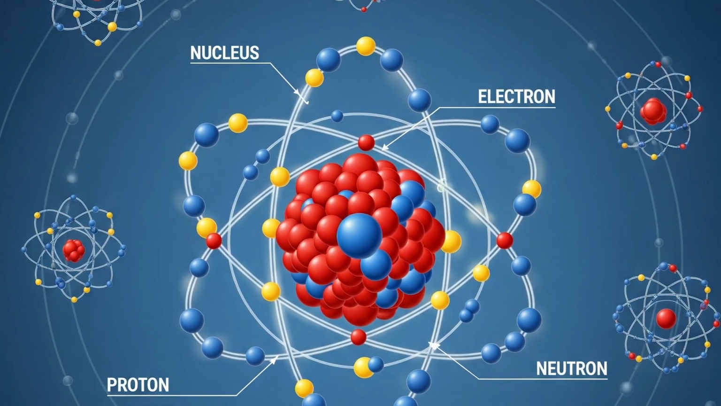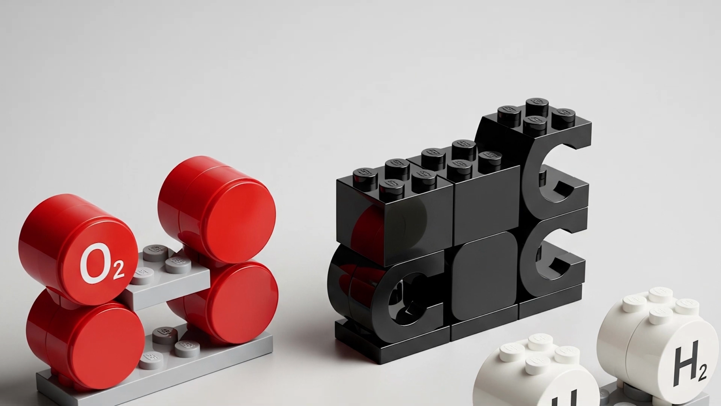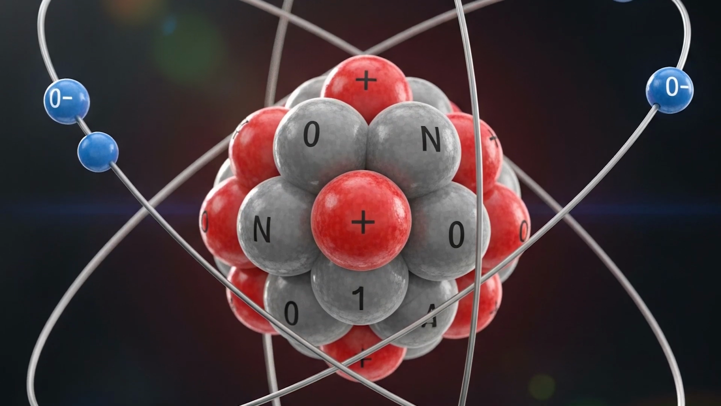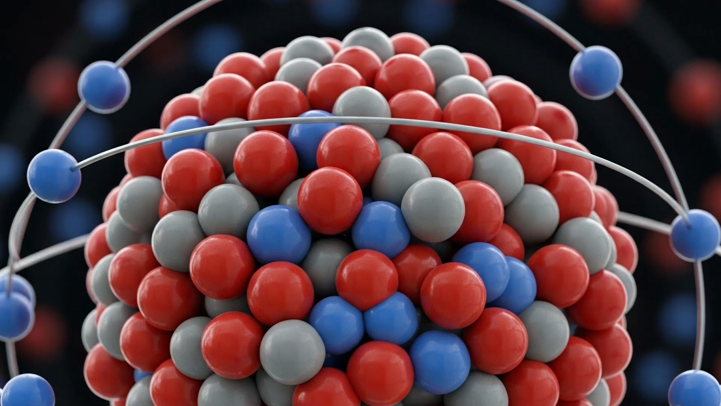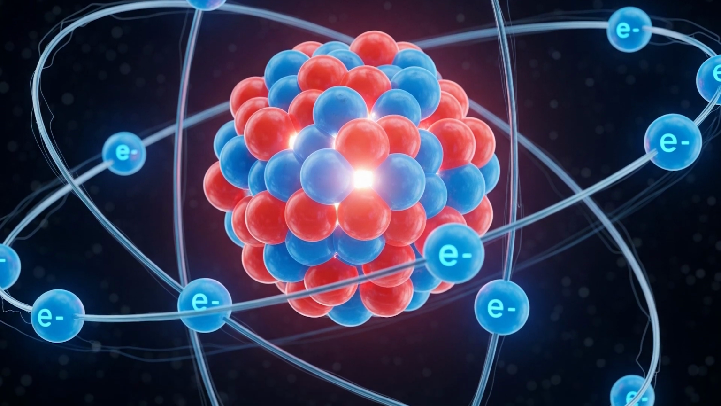Atoms are the basic units of matter. Think of them like Lego bricks. Each brick represents an element, like oxygen, carbon, or hydrogen. Every atom has three main parts. Protons, positively charged, in the nucleus. Neutrons, neutral, also in the nucleus. Electrons, negatively charged, orbiting the nucleus.